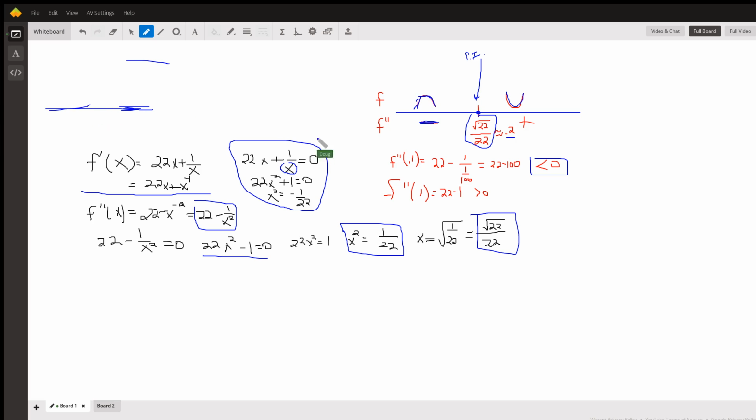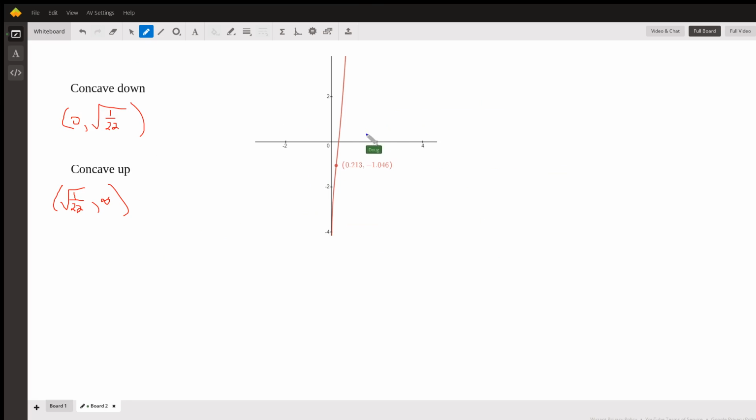to get the y-coordinate. Okay, and so here's what the graph looks like. This is the graph of the original function, and it looks like to the left of this point, the curve is concave downward. Right here, it changes to concave upward. Kind of hard to tell, but that's what's happening.